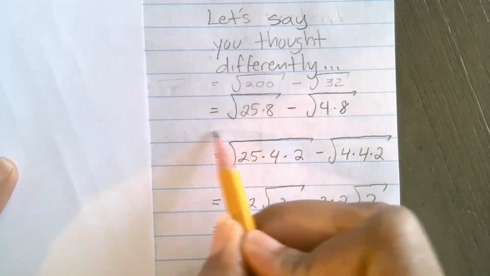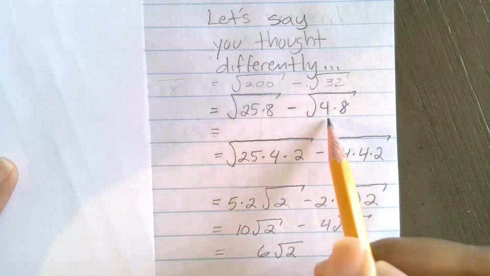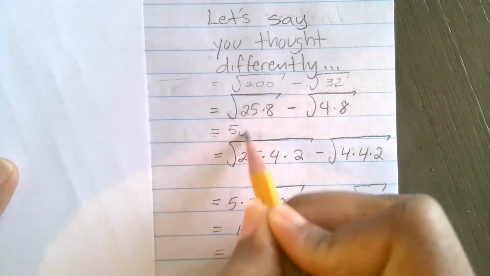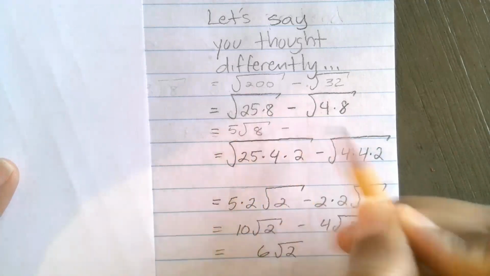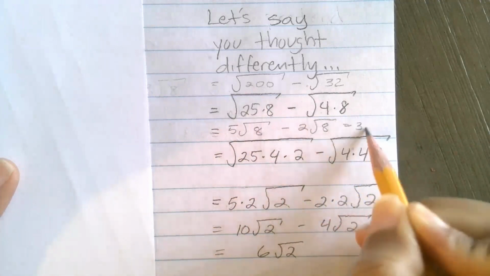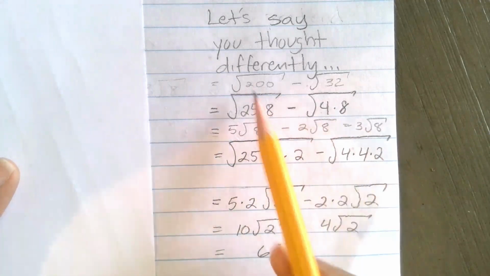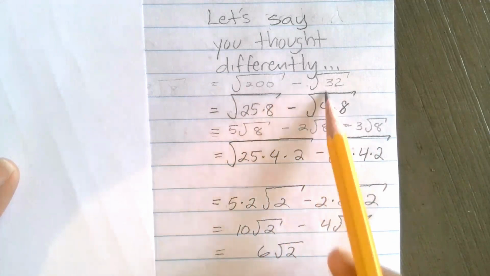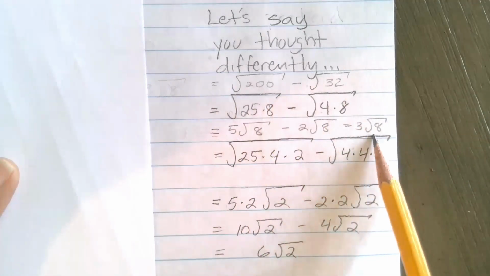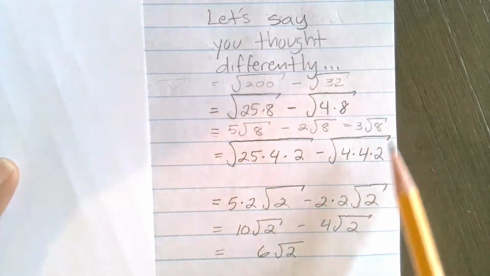Now, if you were to go ahead and from this point in your calculating, you did 5 times the square root of 8 minus 2 times the square root of 8, and then you got 3 times the square root of 8. Though this is equivalent to the square root of 200 minus the square root of 32, it is not the most simplified version of the square root of 200 minus the square root of 32.